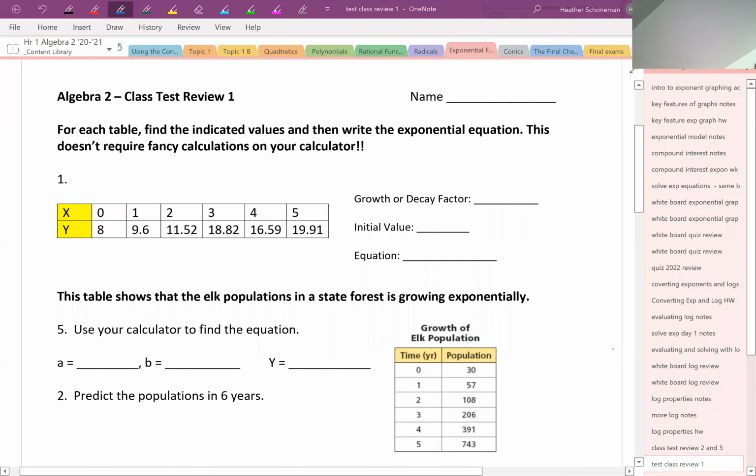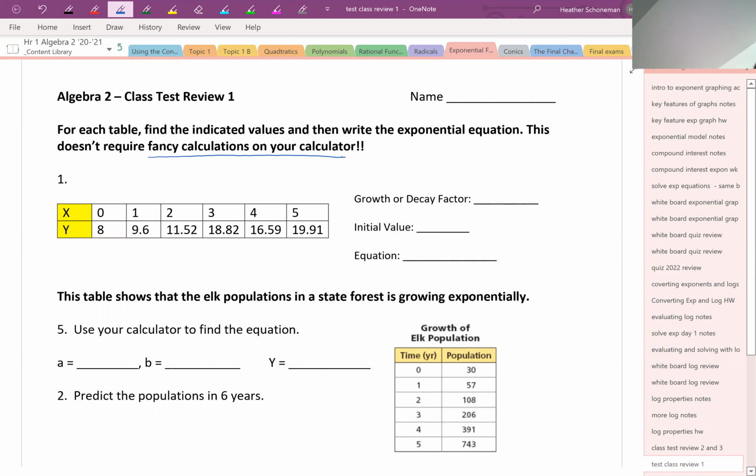Okay, this video is the third one for a review, even though it's titled review number one. I wanted to practice the log stuff before we got into the compound interest. All right, so on this one, we want to figure out the equation, and notice in the directions I tell you that no fancy calculations are required. So don't put this into the stat menu.